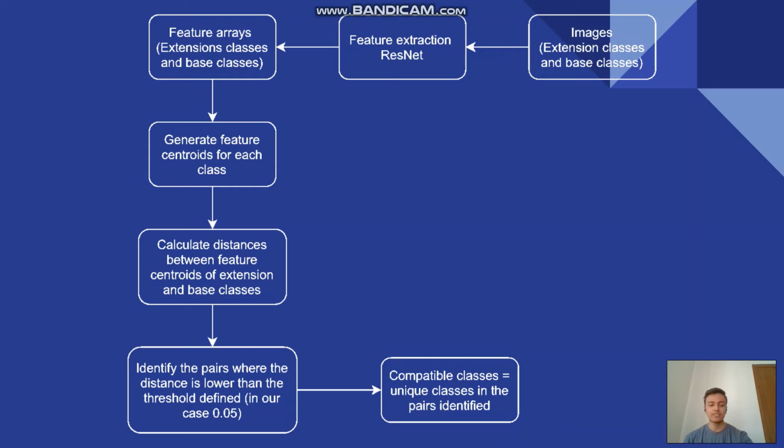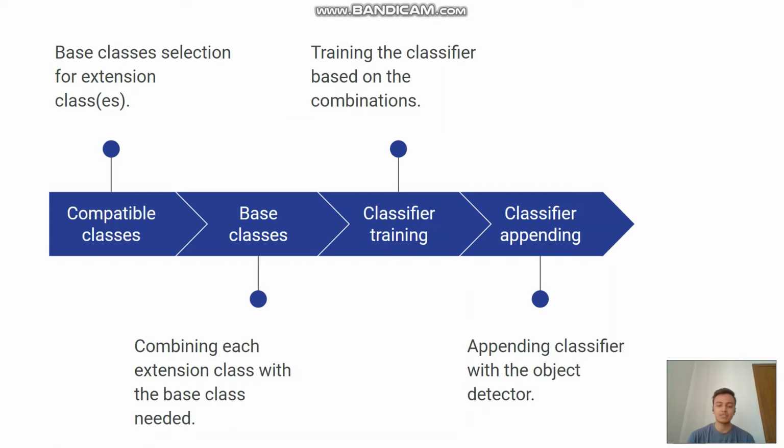Now that we have the classes to be trained upon, let's train the classifier. Training the classifier is quite straightforward. Take all the images from each of the compatible classes and create a master dataset to fit a classifier on.